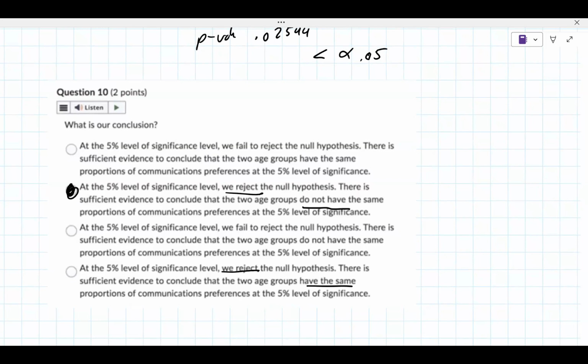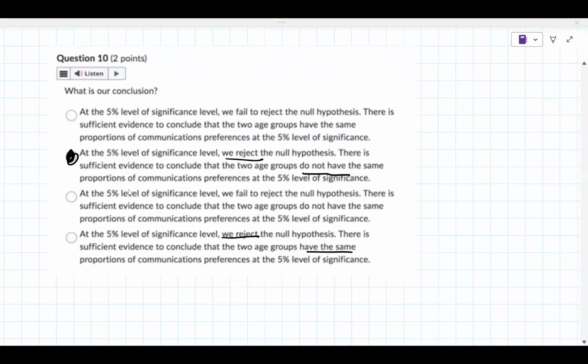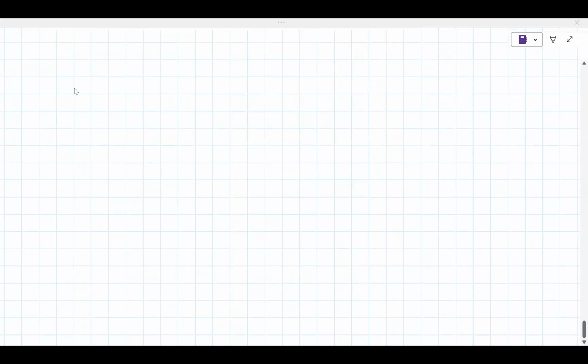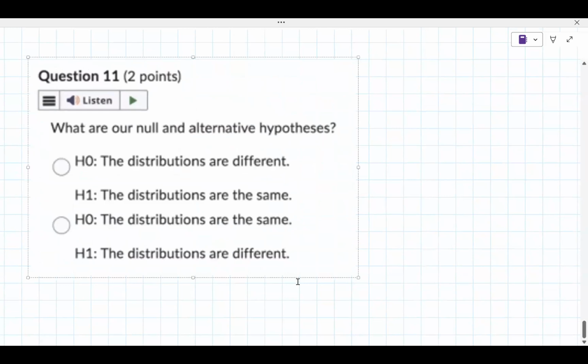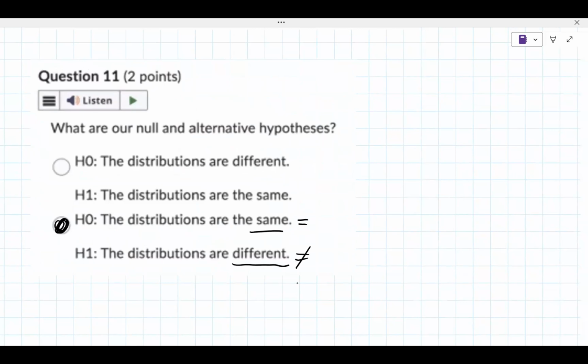All right, on to section 3. So question 11 here. We've done this a couple of times. The null hypothesis is always the one that has the same. Same means equal, different means not equal. You have to have an equality in your null hypothesis.